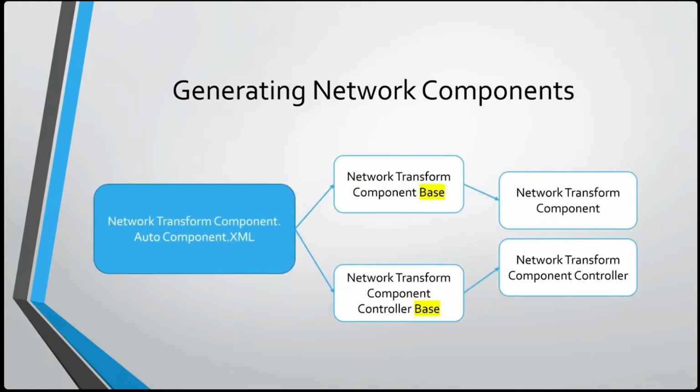As an example, if you take a look at Multiplayer Gem, one of the basic components is the NetworkTransformComponent. That was the definition in XML, and from that you will get the component base and controller base. And as the network component needs to do work on the server and the client, it overrides both of them.